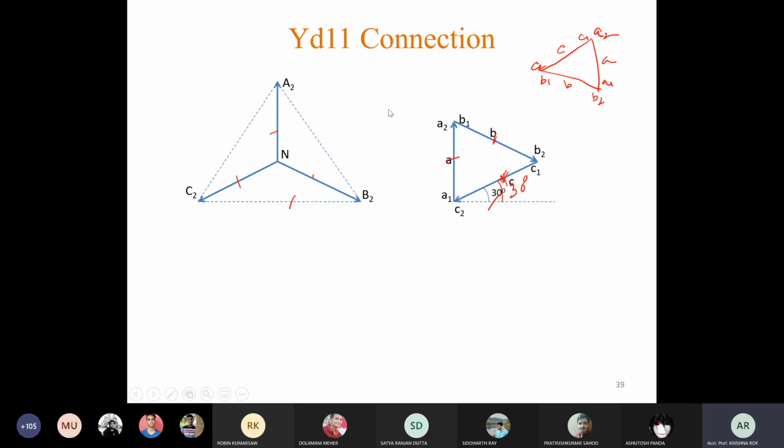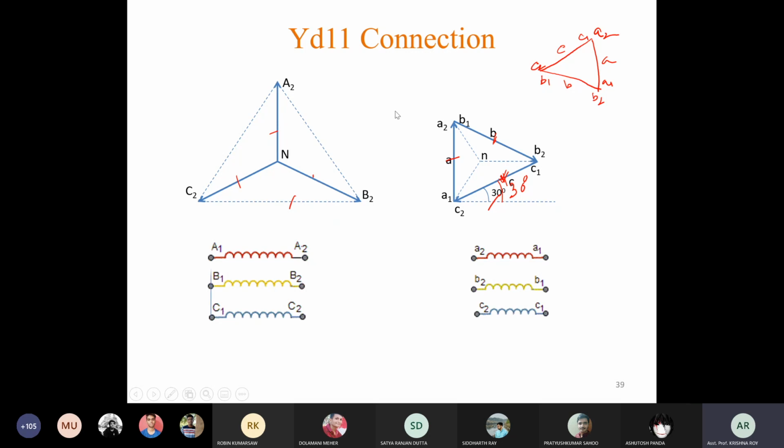Once you draw this phasor diagram, you will be able to draw the connection diagram. 6 coils are there. Primary connection remains same. Secondary connection, now A2 B1, B2 C1 and C2 A1 are connected, and the output terminals are all the 2 terminals. Okay, any confusion?